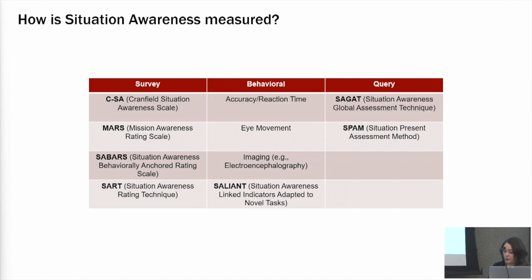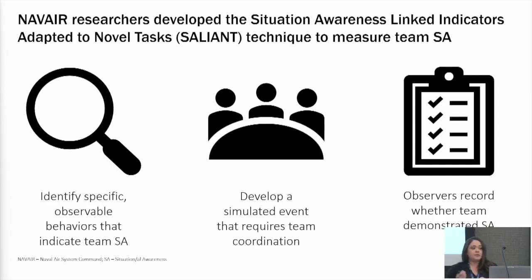So I've mentioned SALIANT a few times. What is it? SALIANT was developed by NAVAIR researchers who essentially wanted to have teams work together through some task requiring coordination. And prior to having teams do this, they identified set categories and types of behaviors, as well as more specific behaviors that they could observe and record as teams worked through a simulated event or scenario. So a tabletop exercise, essentially. So they had air crews work through the simulated event.